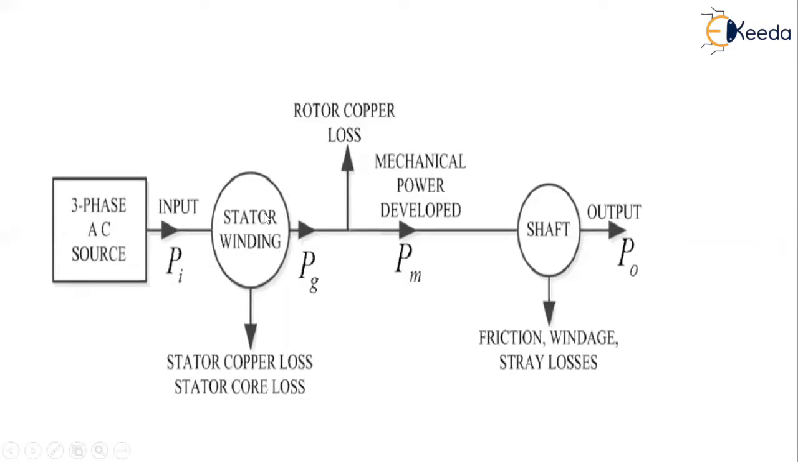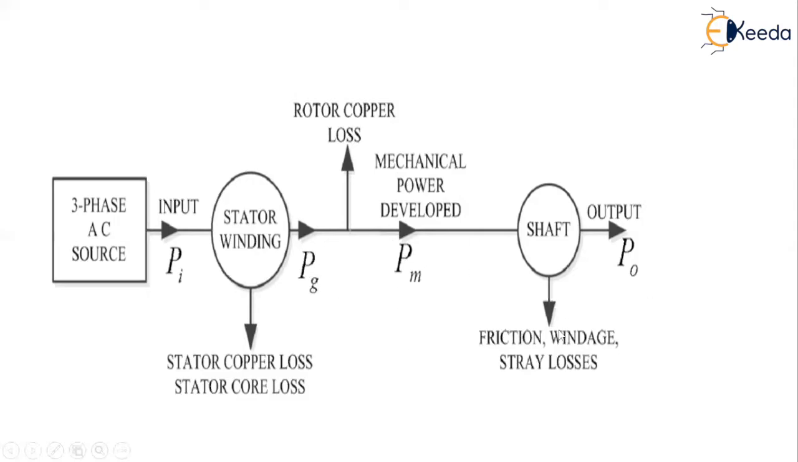Whenever we are giving supply to the stator winding, along with the power generated, there are always certain losses. Those losses are core loss and copper loss. Now, when we subtract these losses from the input power, whatever output we get will be transferred to the rotor. Let us call that output PG, the air gap power. When this power is transferred to the rotor, it acts as the input power to the rotor. Again, there are losses in the rotor. When we subtract those from this power, we get the developed mechanical power.